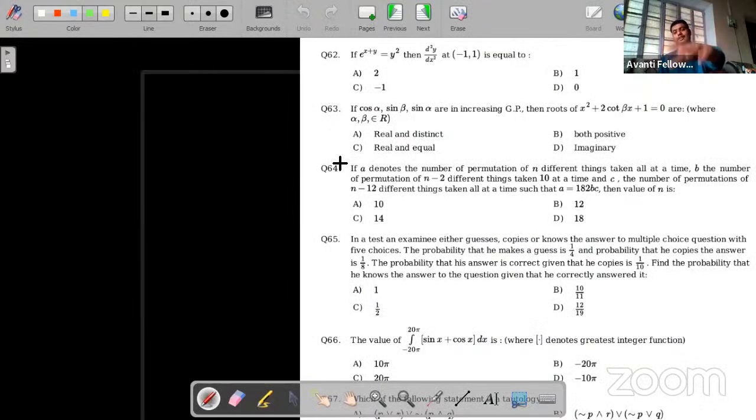Okay. So I have taken all the questions in one sheet so that we'll solve them one by one. Okay. So question number second.